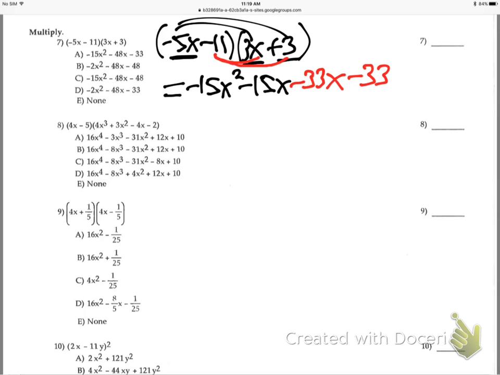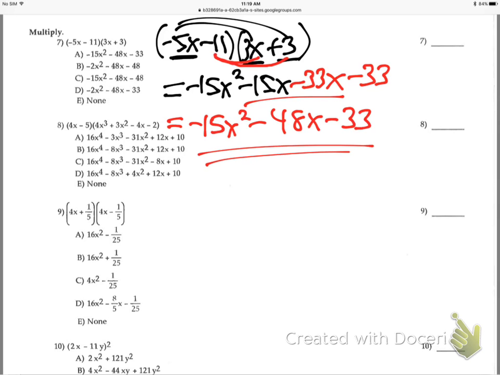So far? So at this point, the multiplying is over, the parentheses are gone, and now we just combine these two in the middle. Remember that kind of stuff? So it's minus 48x. And there we go. Is that A? Yeah, looks like it's A. Is that okay? Questions on that one? Give it all that FOIL and stuff?